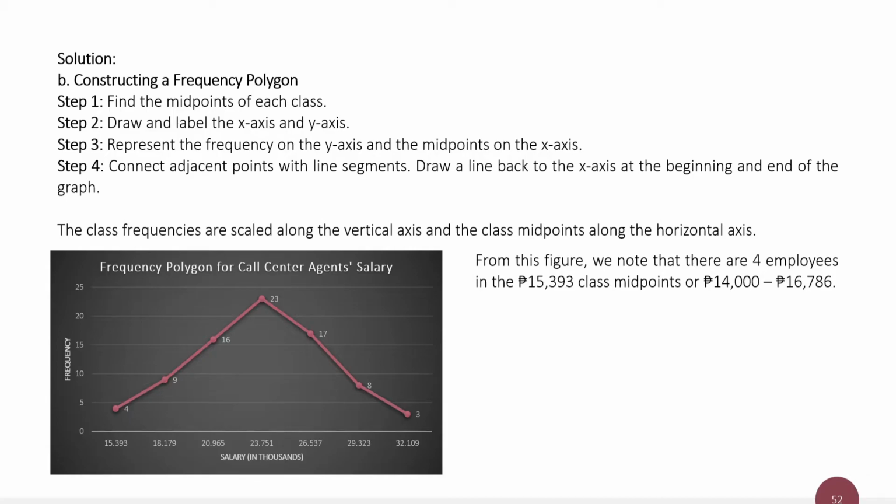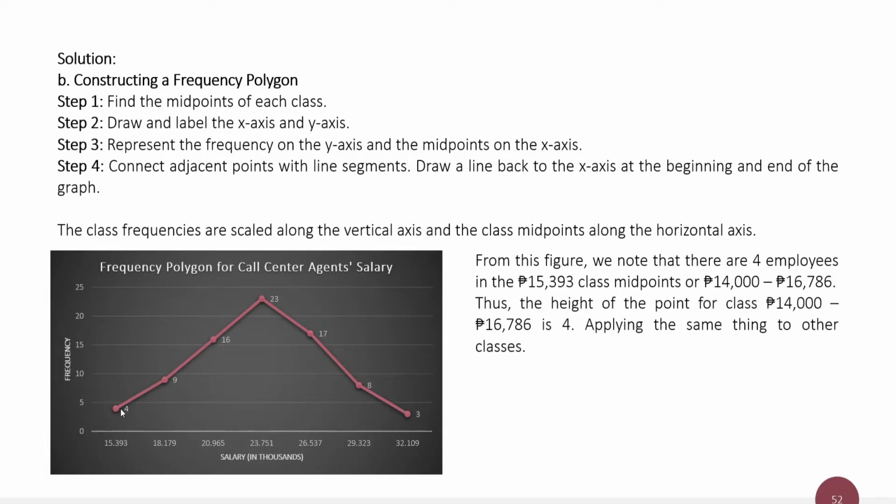Okay? So, from this figure, we note that there are 4 employees in the 15,393 class midpoints or 14,000 to 16,786. So, again, nandito pa rin siya sa point na to. And then, the height of the point for class 14,000 to 16,786 is 4. And applying the same thing to other classes, so, magagawa natin na i-describe kung o malaman kung ilang empleyado ba ang meron sa ganitong mga limits o ganitong mga midpoints.